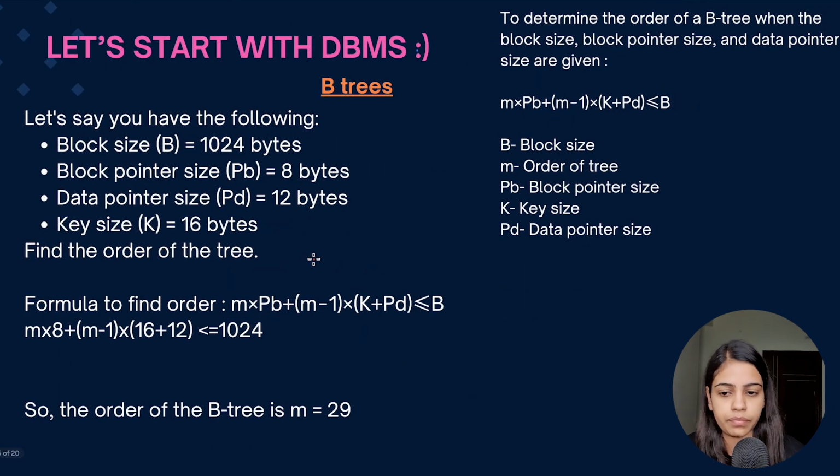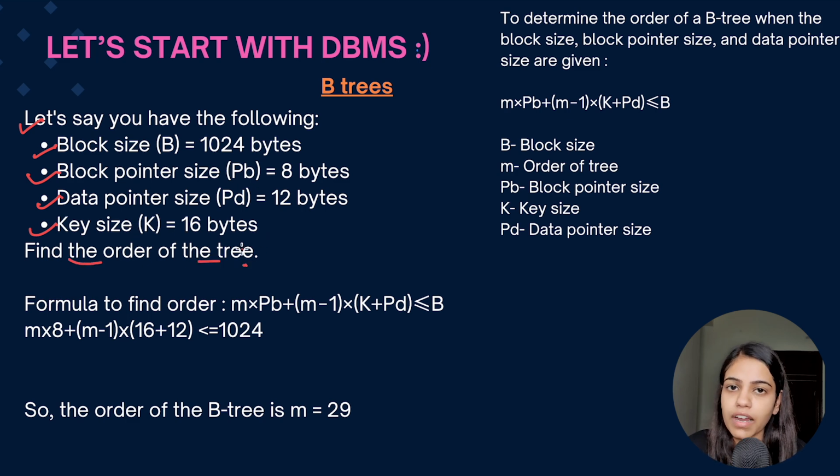Now let's say you have a block size B of 1024 bytes, a block pointer size PB of 8 bytes, a data pointer size PD of 12 bytes, and a key size K of 16 bytes. Find the order of the tree. So you have to find the order of the tree.